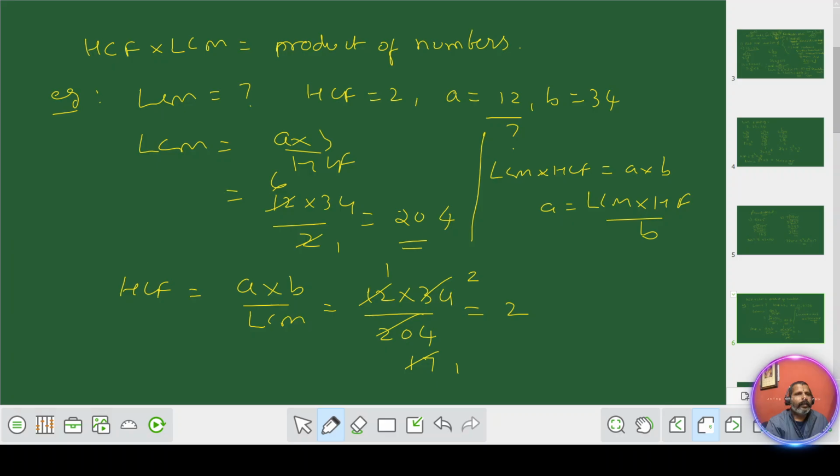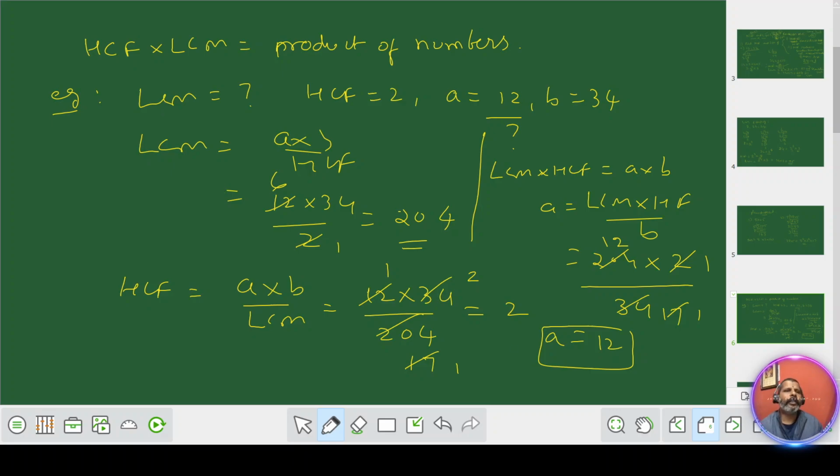LCM is what we got? 204, right? HCF is 2, and B is 34. 2 17s are 34, 17 1s are 17, 3 remaining, 34. 2 17 2 ja. So A equals 12. See, we got the same number. Similarly, we can find B by using A.